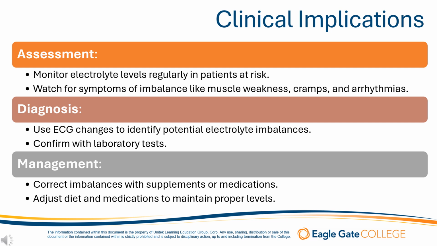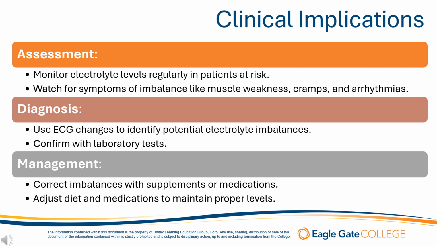Pay special attention to sodium, potassium, calcium, and magnesium levels. Be vigilant for signs and symptoms of electrolyte imbalances. Muscle weakness and cramps can indicate low potassium or magnesium levels. Severe cases might present with muscle spasms or tetany. Arrhythmias, which are irregular heartbeats, are a major sign of electrolyte imbalance.